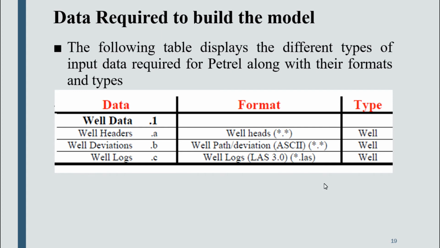We just finished explaining wellheads. We have well deviations and we have well logs. All these are data in the first batch. Once you want to create a model, you need to have wellheads, well deviation, and well logs. And here are the formats. This format will help us when we want to import this data. I will show you where this kind of data is used.